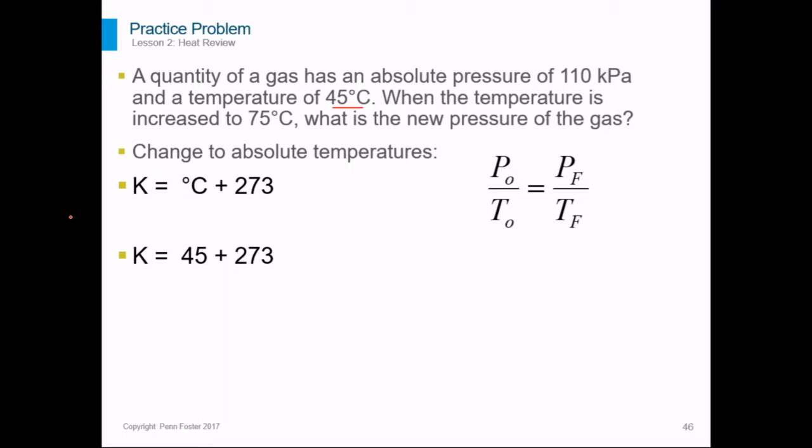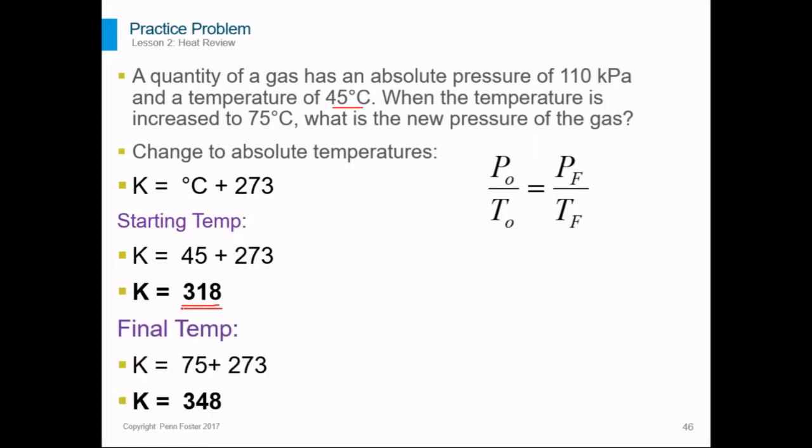So we take 45 plus 273. Oh, this came up out of order. I'm sorry. Okay, to get our starting temperature, we take 45 plus 273, and that's our new starting temperature. That's it in Kelvin. And our final temperature, 75 plus 273 gives us 348. Okay, so now we have those numbers.